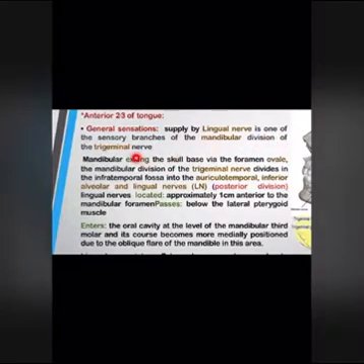of the trigeminal nerve. The mandibular division exits the skull base by the foramen ovale. The mandibular division of the trigeminal nerve divides in the infratemporal fossa into the auriculotemporal nerve, inferior alveolar nerve, and lingual nerve, from the posterior division.